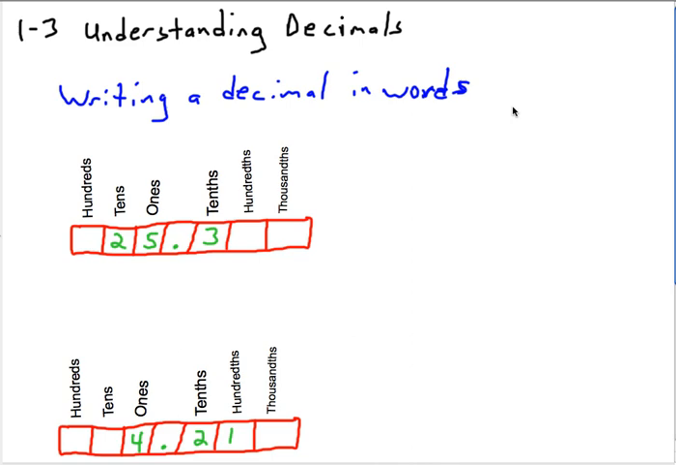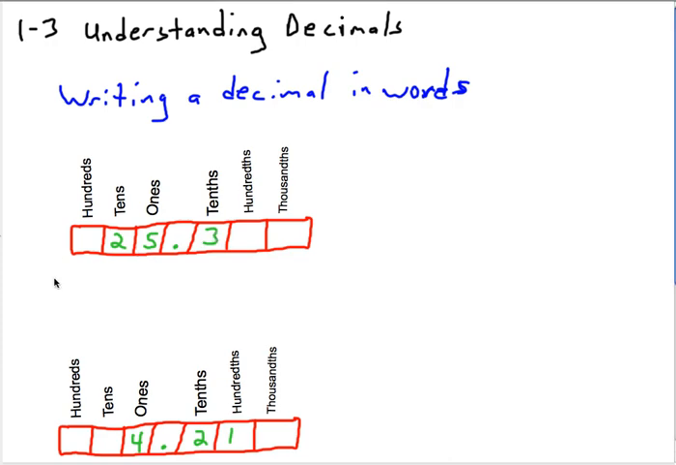In this video, I'm going to be talking about decimals. So the first thing we're going to do is practice writing decimals in words. So this decimal here, 25.3, you'll notice I put it in a chart here that shows the place value names. So we have the number 25.3 becomes 25.